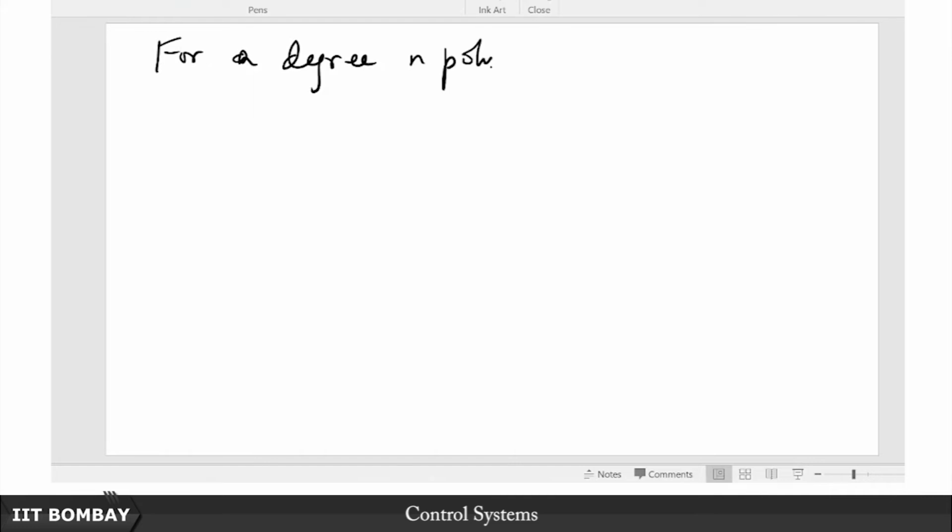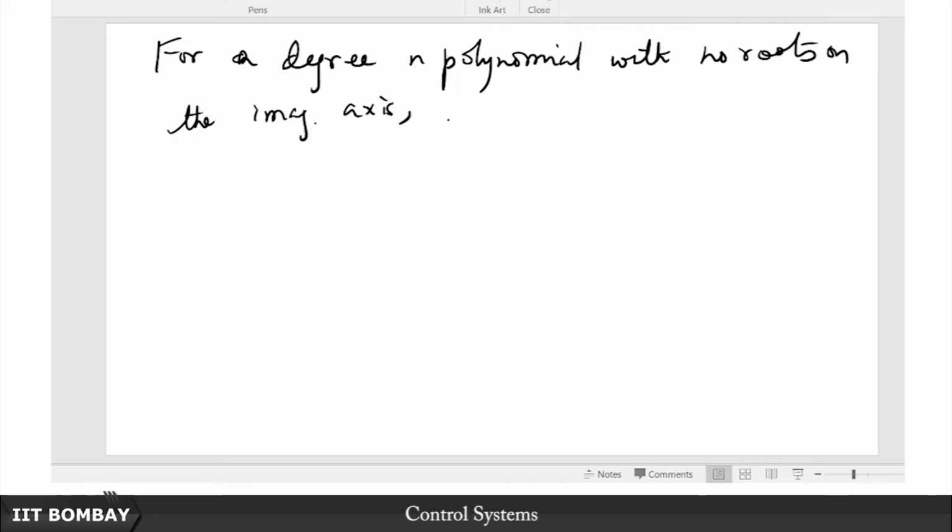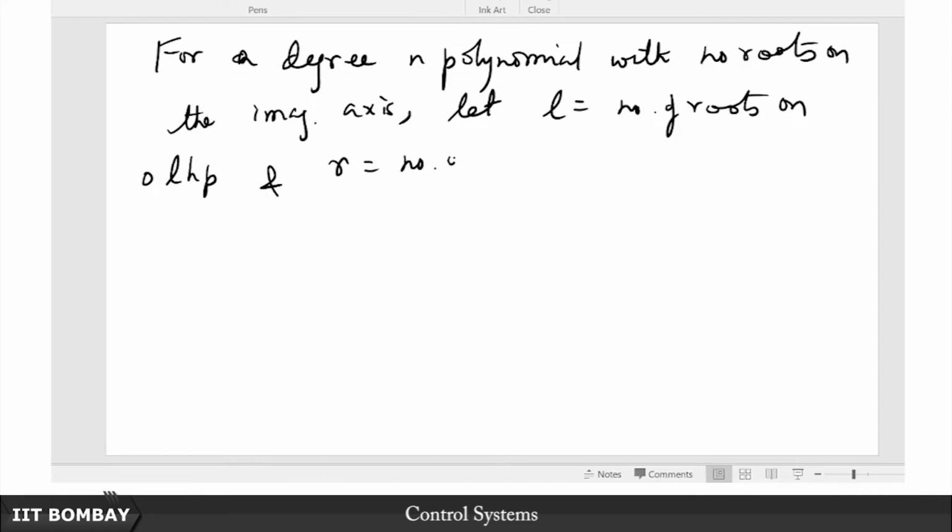for a degree n polynomial with no roots on the imaginary axis. Let L be the number of roots on the open left half plane and R be the number of roots on the open right half plane. Then I can say that n is equal to L plus R. That is the first equation.